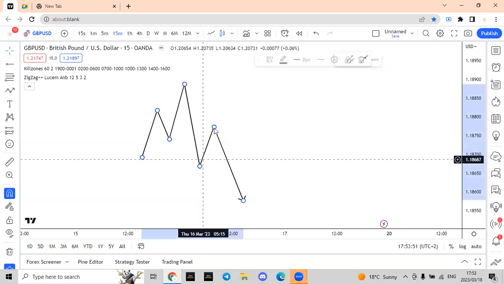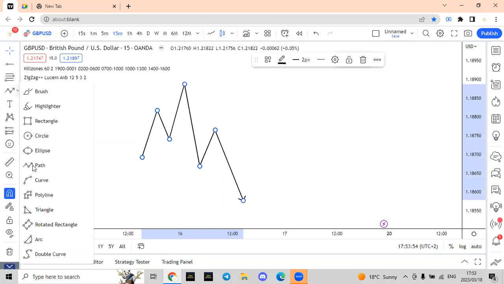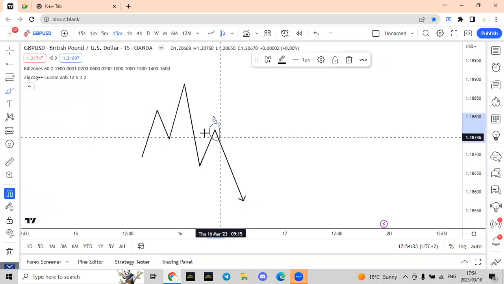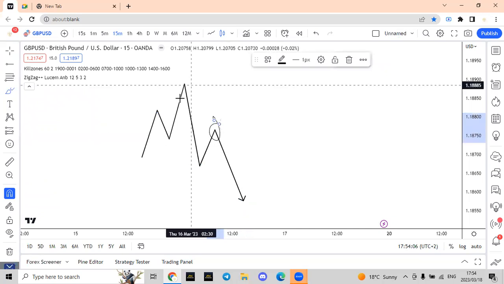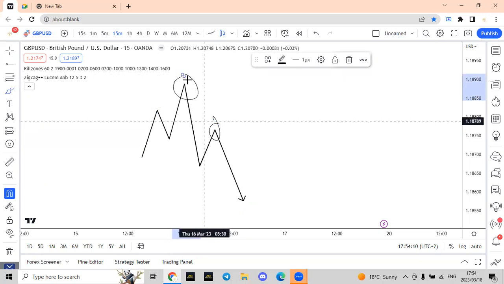Let me tell you why you cannot trust this high right here. First of all, it's because we have a strong high just above it. This is a strong high.